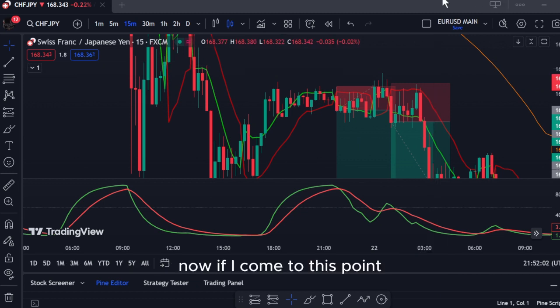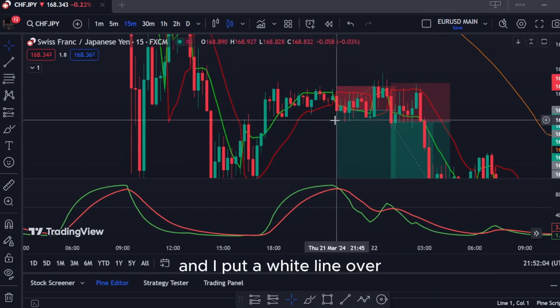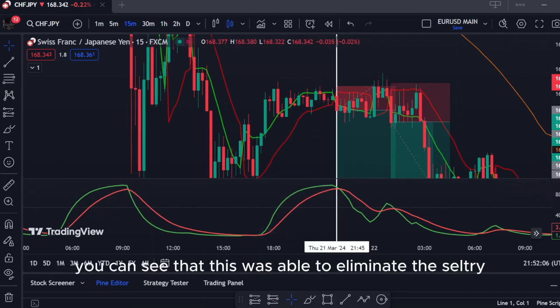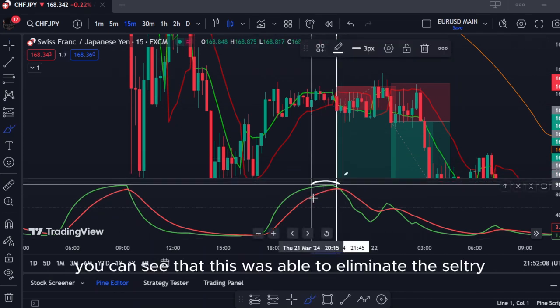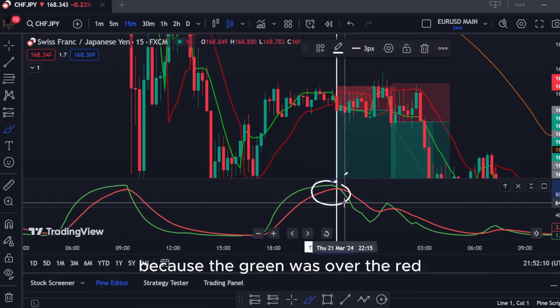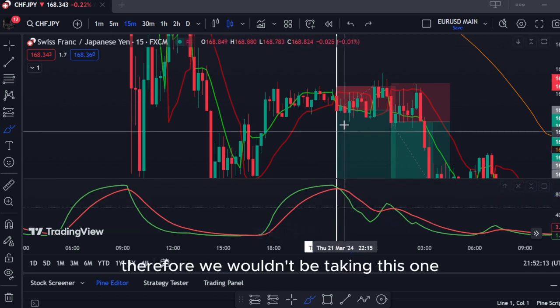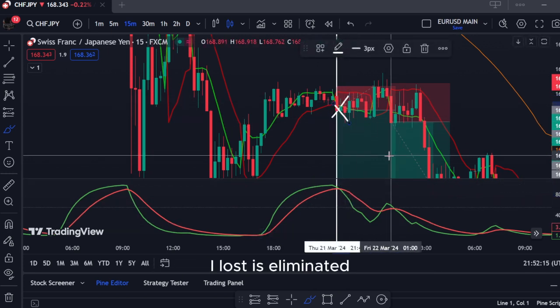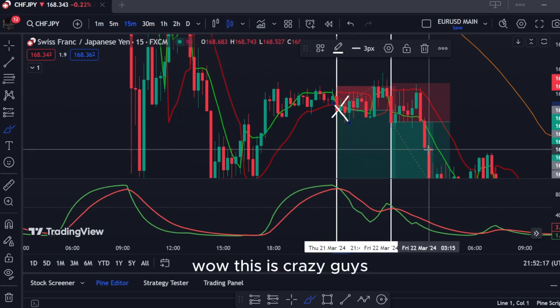Okay, now if I come to this point and I put a white line over so you see exactly where it is, you can see that this was able to eliminate the sell trade because the green was over the red. Therefore, we wouldn't be taking this one. So this trade too was eliminated. That loss was eliminated. Wow, this is crazy, guys.